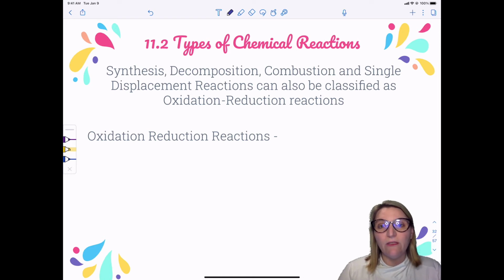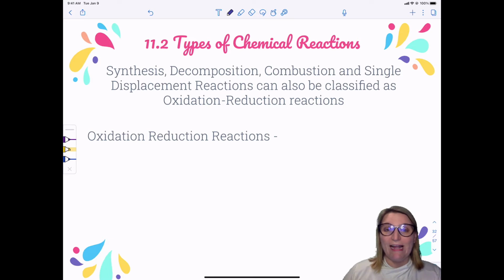So now that we've gone into that activity series and looked at what that can tell us about whether a single replacement reaction takes place, we can get into a little bit more about exactly what is going on when we say one element takes the place of another element. Single replacement reactions are sort of the easiest example, but synthesis, decomposition, combustion reactions, these and single displacement reactions are all examples of sort of an overarching type of reaction called an oxidation reduction reaction.